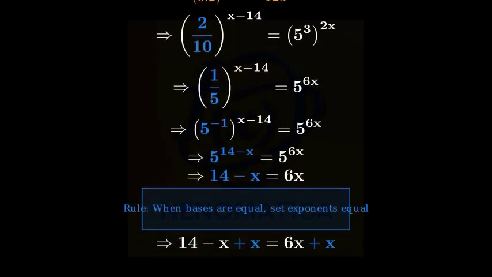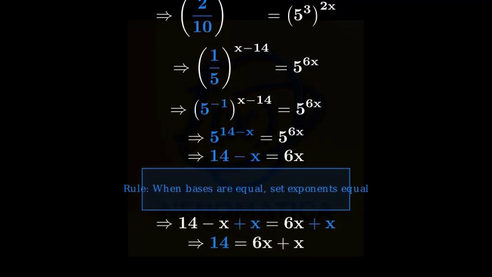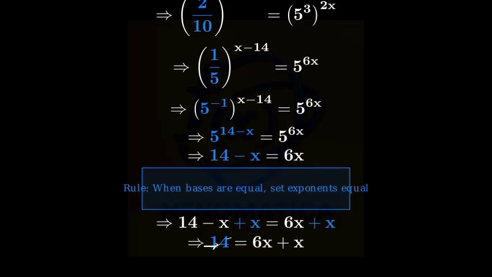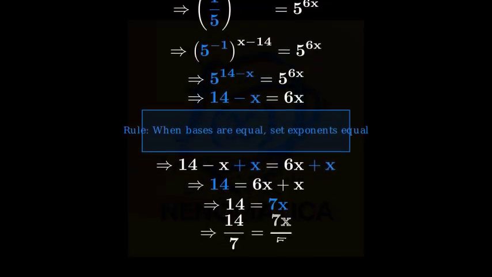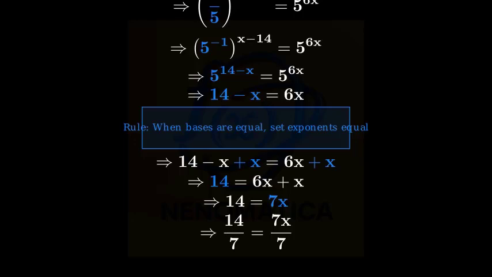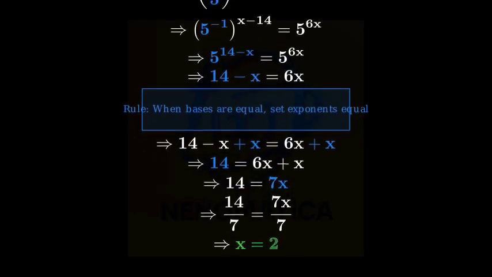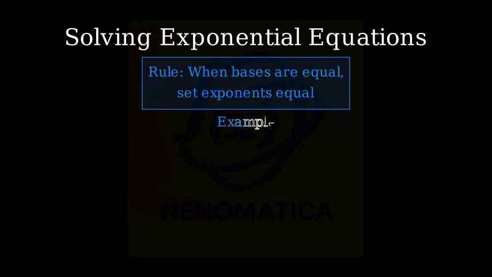Let's solve for x by first adding x to both sides of the equation. On the left side, negative x plus x equals 0, leaving us with 14. On the right side, we combine like terms. 6x plus x equals 7x. Finally, we divide both sides by 7 to isolate x. Therefore, x equals 2.